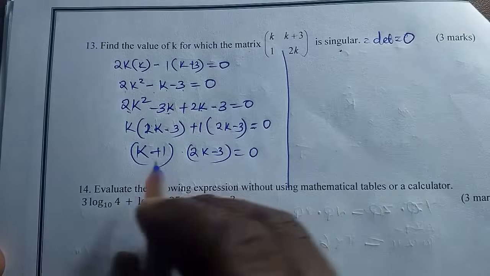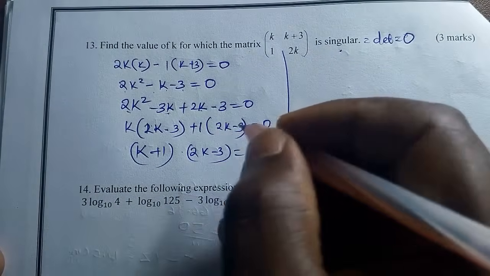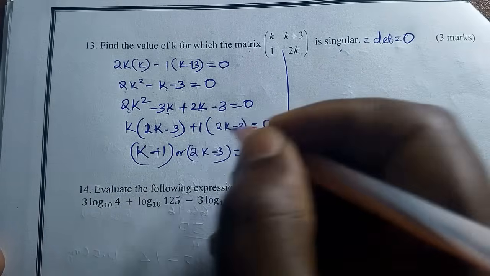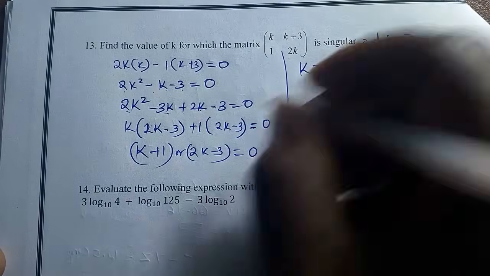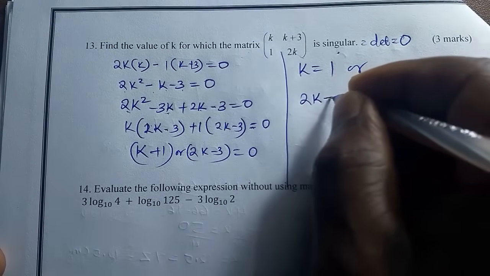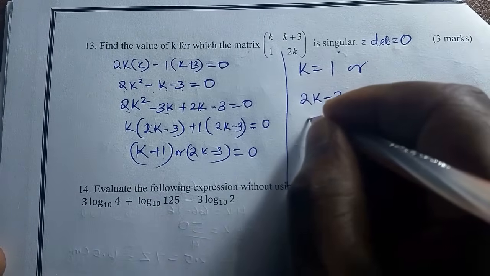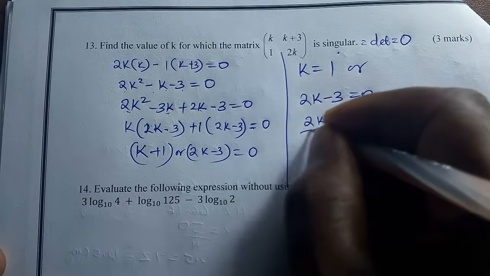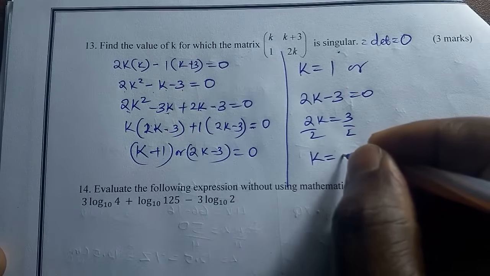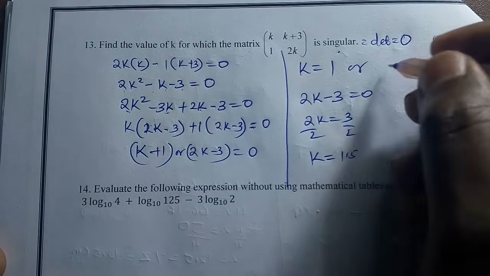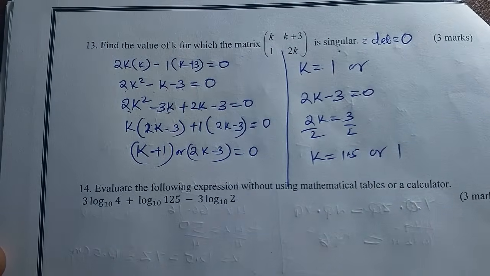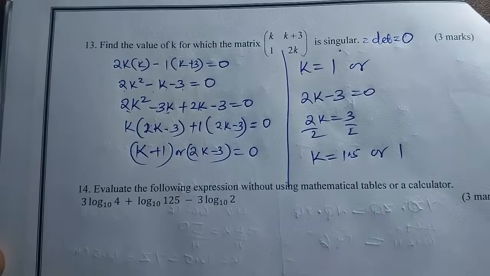So from here, k is equal to negative 1 or 2k minus 3 is equal to 0, meaning that 2k equals 3, over 2 over 2. So k equals 1.5. So k is 1.5 or negative 1, and that is the value you are supposed to obtain.